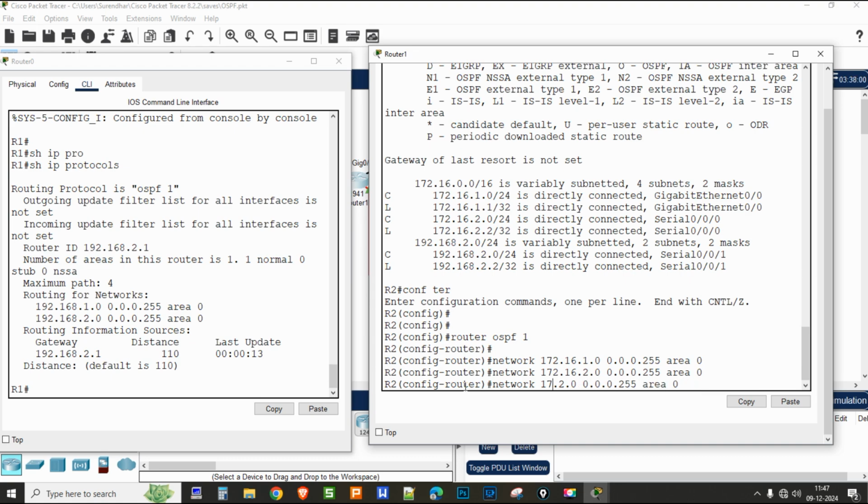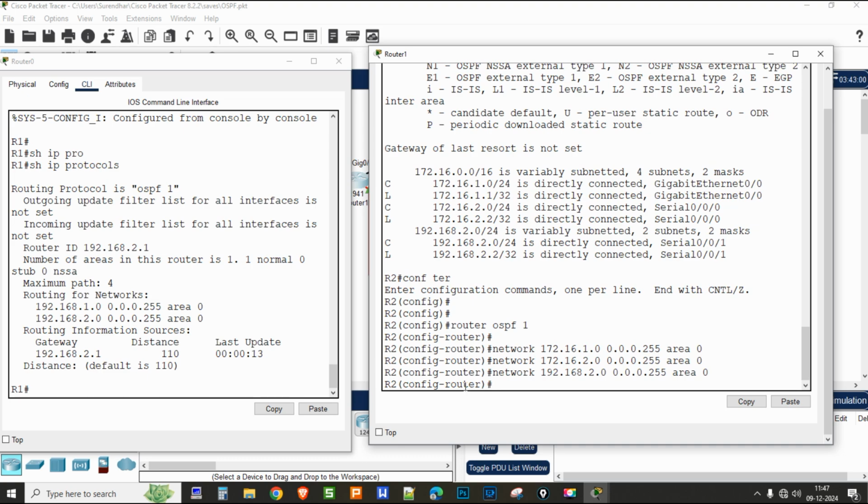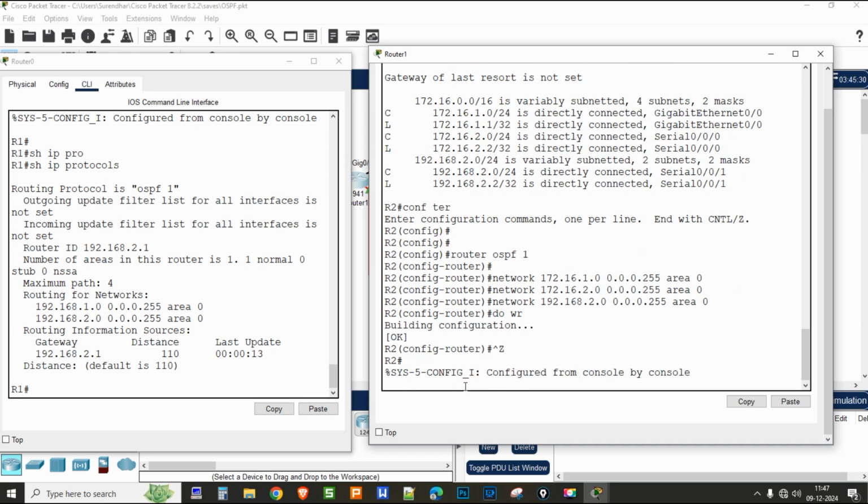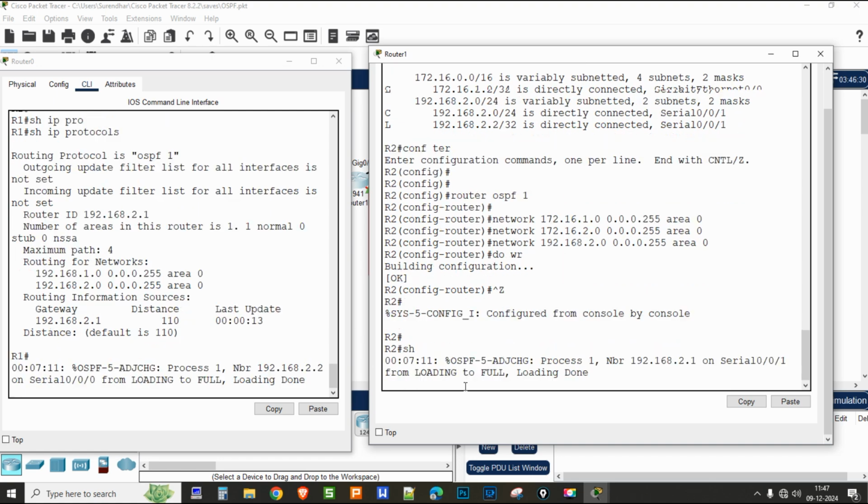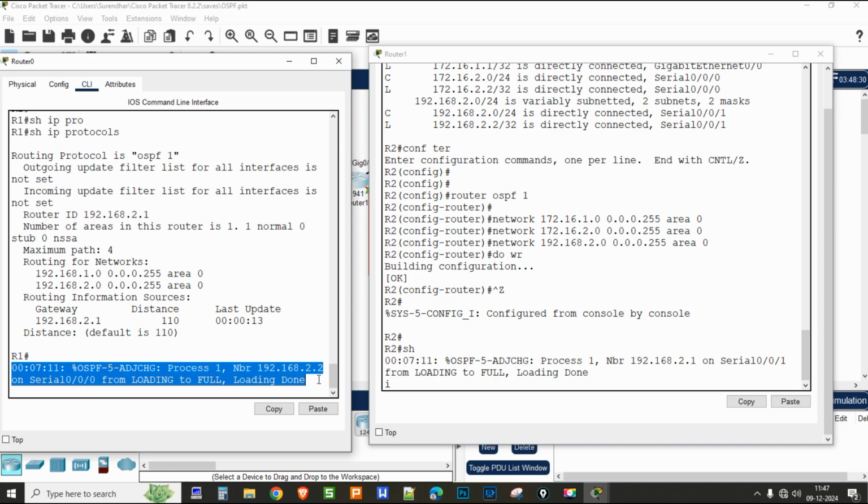Here 192. So IP address configuration is a must. If you mismatch these configurations, then you cannot advertise the routing information. Now I save the configuration. Show ip ospf neighbor: you can see adjacency 192.168.2.2 on serial, state full.